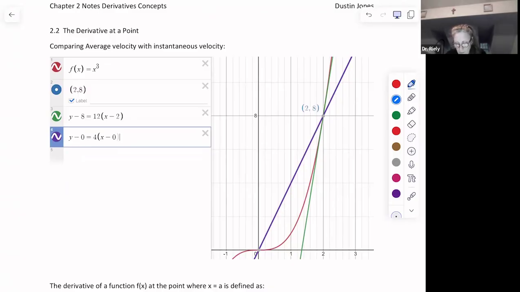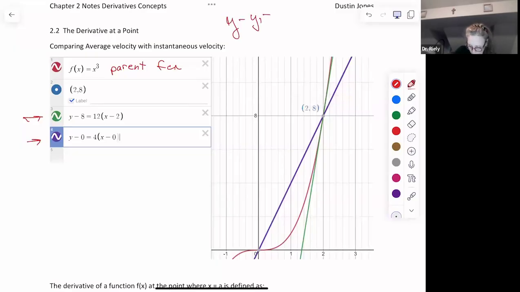So it says comparing average velocity with instantaneous. The key is to know that the red curve is your main curve. We'll call it your parent function. That's a cubic. And what they did was they said, okay, I'm looking at this 2.8, and I want to figure out both average velocity and instantaneous, but I'm going to do it all at once. And they present the answers in this way. That is point slope form, and that's your classic form of a line in calculus.